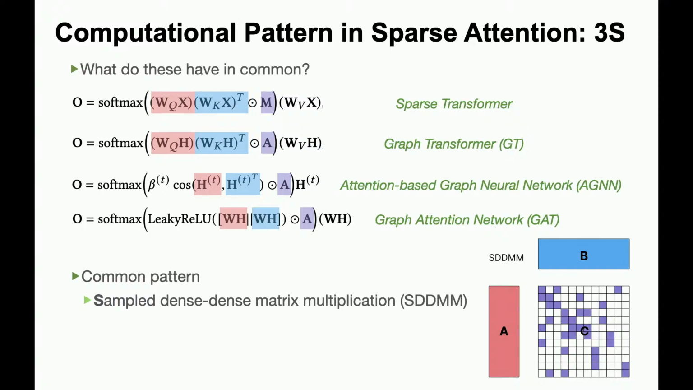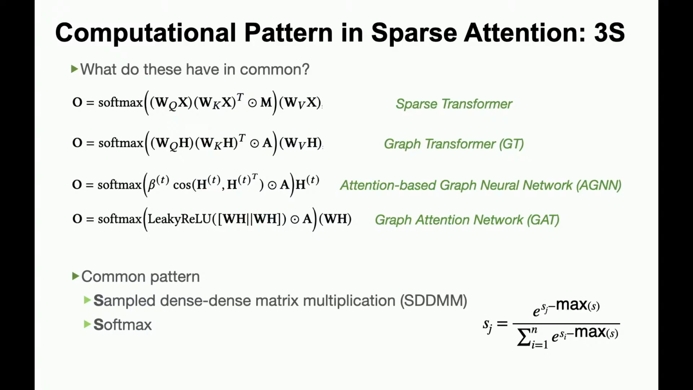The first thing is they all compute this QK transpose. It looks a little bit different, but in the context of sparse attention, this ends up being a sampled dense-dense matrix multiplication. Your A matrix is dense, B is dense, but you're only sampling based on the sparsity pattern in your mask or your adjacency. And then once you've computed this QK transpose, you do a softmax. This is the same as standard attention.